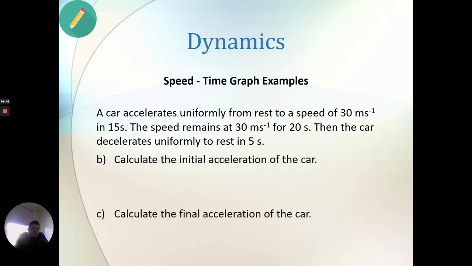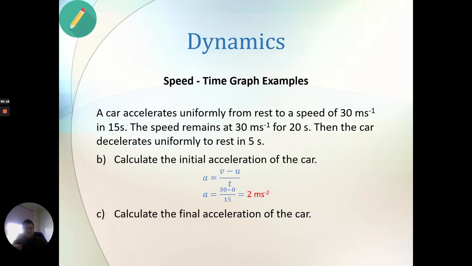So, question B, calculate the initial acceleration of the car. Well, it's gone from rest to 30 meters per second, so we know we're going to be using a equals v minus u over t. When we substitute in the numbers, our final speed was 30 meters per second, our initial speed was 0 because we were at rest, and it took 15 seconds to do that acceleration, so a equals 30 minus 0 divided by 15, and that gives us 2 meters per second squared.